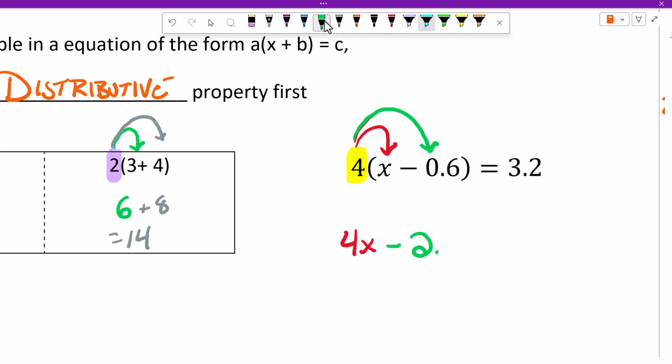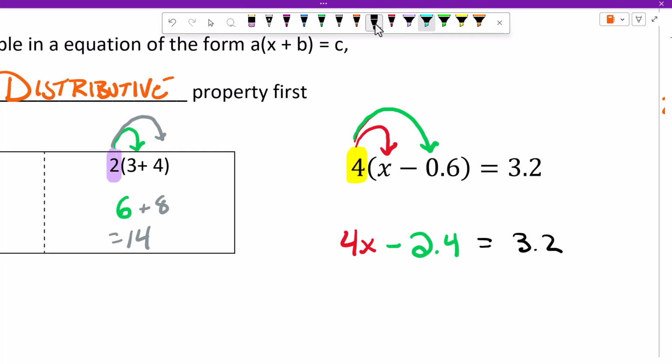So minus 2.4. Right? And remember, this 4 only multiplies this bracket. It doesn't go all the way to the other side of this equal sign. It's only touching the bracket. So it stops at the bracket. On the other side, we have the 3.2 just sitting there. The 4 does not multiply it. The 4 is only multiplying the stuff inside the brackets. All right?